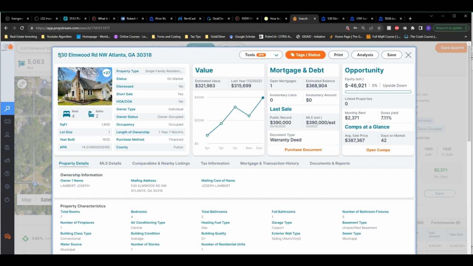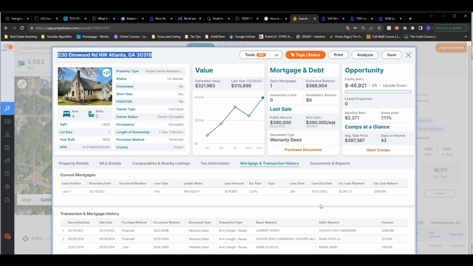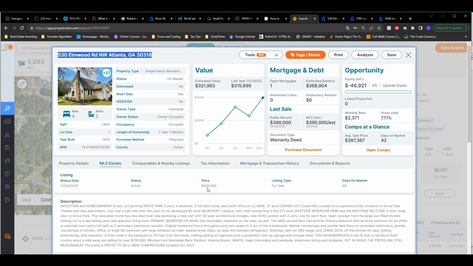Now, the property address is here, and what we're going to do is take a quick look at the mortgage balance. We see here an estimated loan balance of $368,904. I see here that it's an FHA loan, interest rate of 5.25. The reason why this is subject to is because it has very little equity. So we go over to MLS details. We can see here that the current list price is $400,000 according to PropStream.